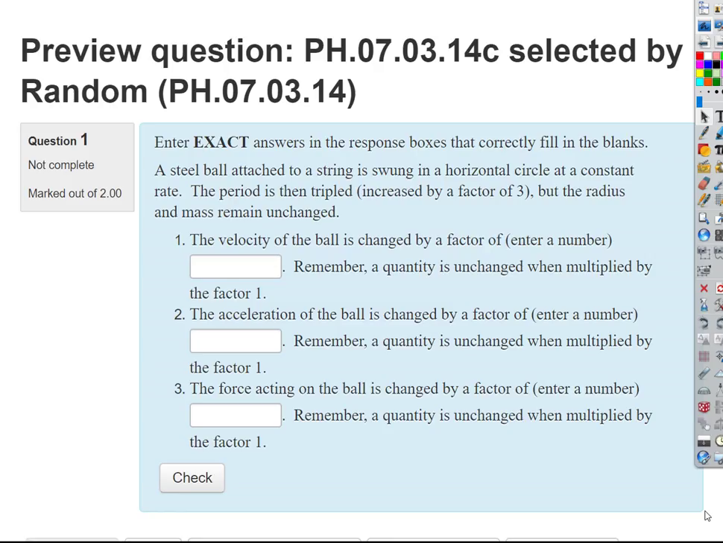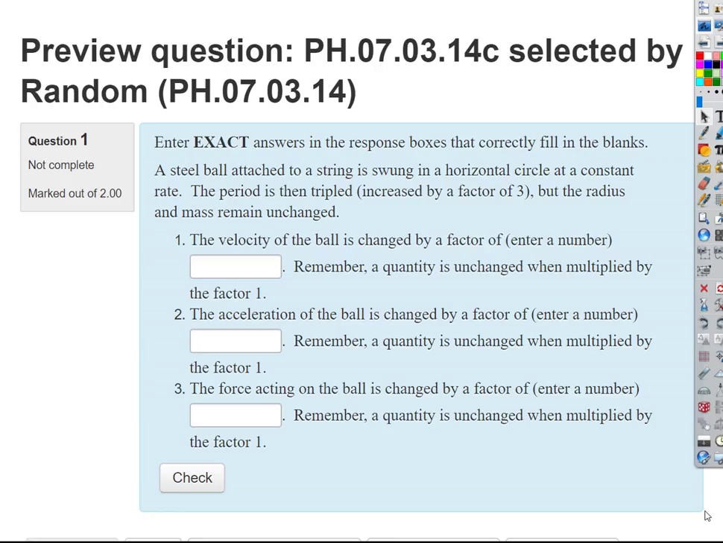Okay, what about something like this? There's a bunch of questions on the second assignment, I think, where it asks you to come up with some factors by which some quantities are changing, right?